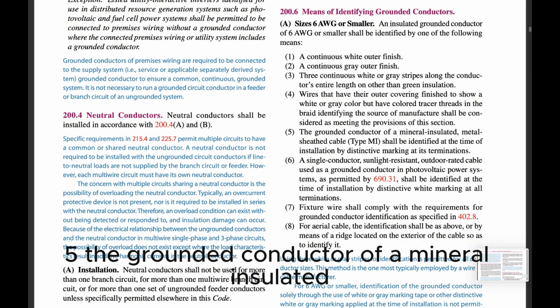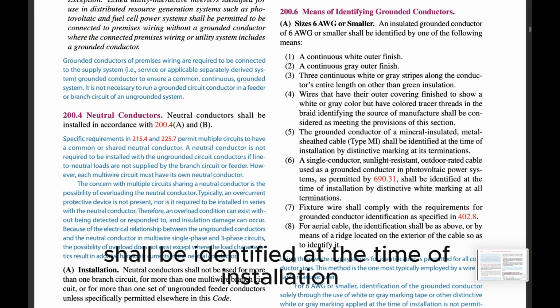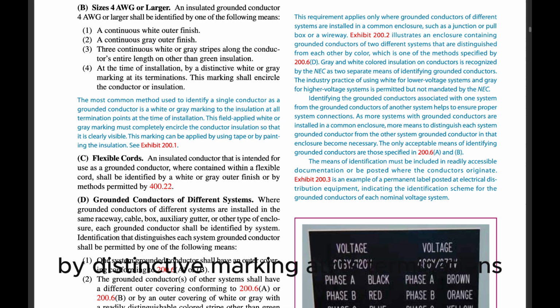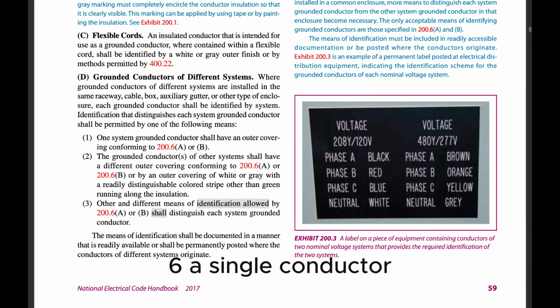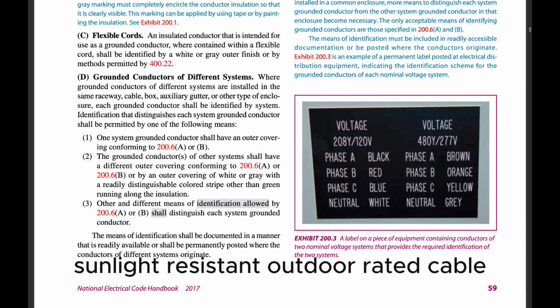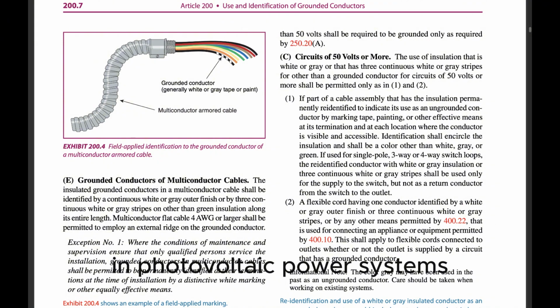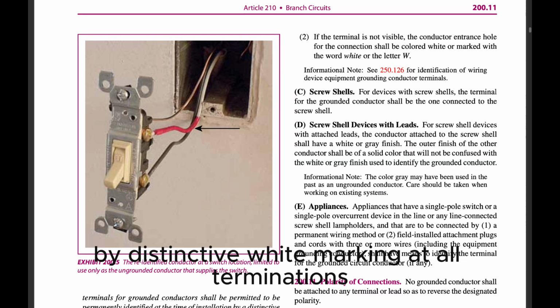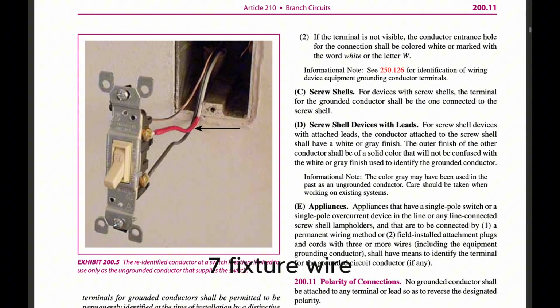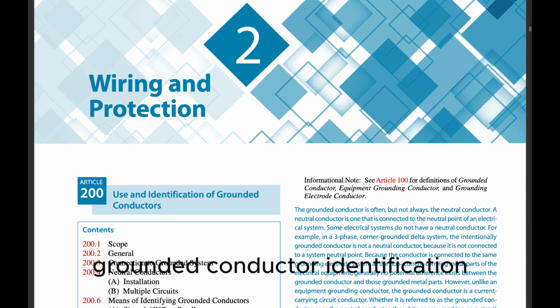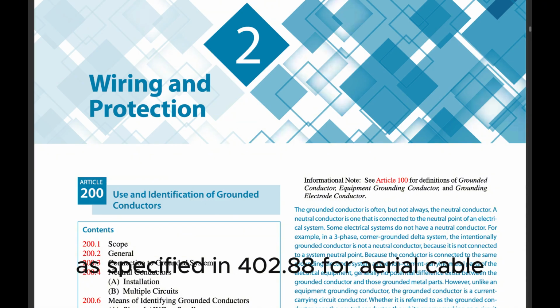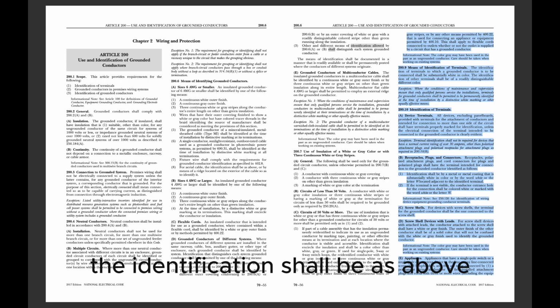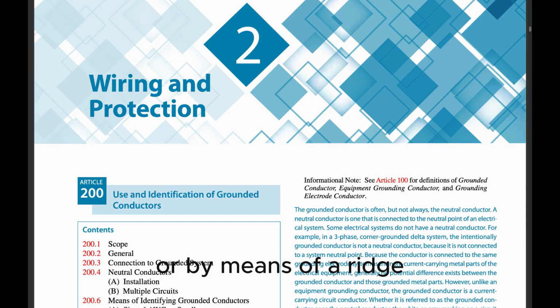5. The grounded conductor of a mineral-insulated, metal-sheathed cable, type MI, shall be identified at the time of installation by distinctive marking at its terminations. 6. A single-conductor, sunlight-resistant, outdoor-rated cable used as a grounded conductor in photovoltaic power systems, as permitted by 690.31, shall be identified at the time of installation by distinctive white marking at all terminations. 7. Fixture wire shall comply with the requirements for grounded conductor identification as specified in 400.8. 8. For aerial cable, the identification shall be as above, or by means of a ridge located on the exterior of the cable so as to identify it.